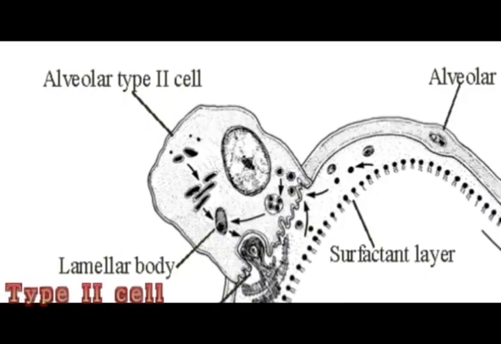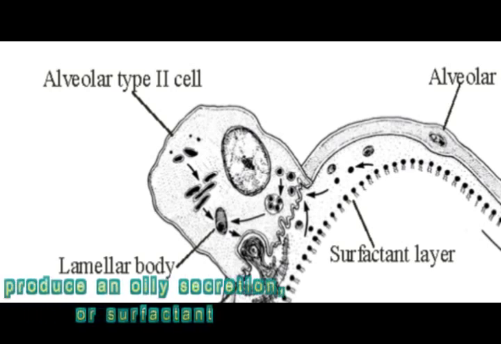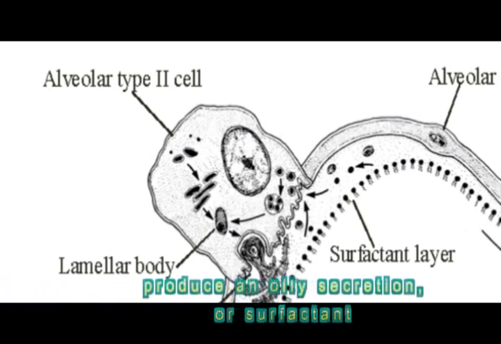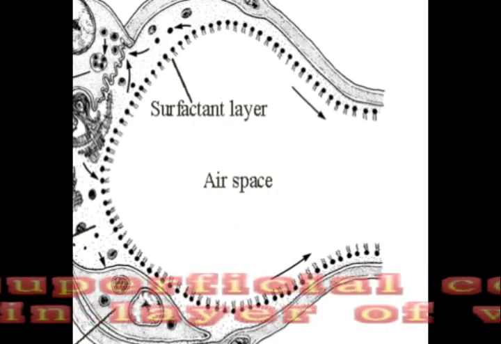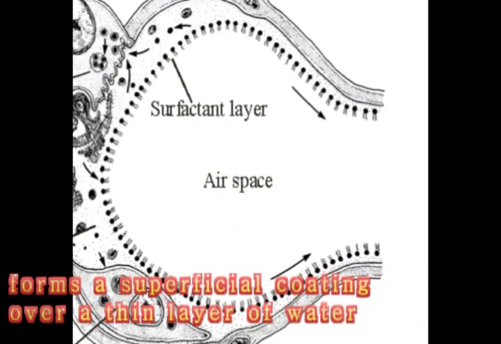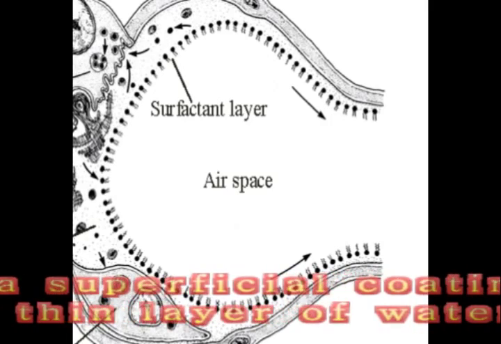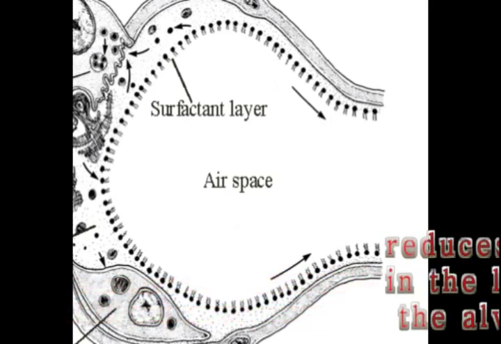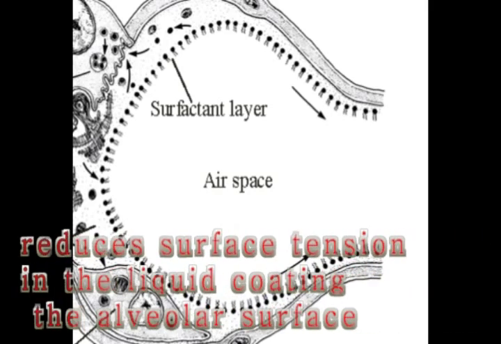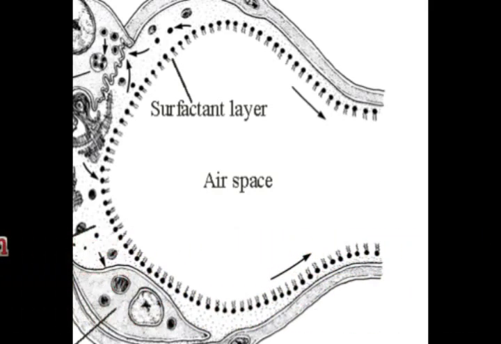Besides type 1 cells, we have type 2 cells, which are the septal cells. These cells are scattered among the squamous cells. These large cells produce an oily secretion, or surfactant, containing a mixture of phospholipids and proteins. Surfactant is secreted onto the alveolar surfaces, where it forms a superficial coating over a thin layer of water. Surfactant is important because it reduces the surface tension in the liquid coating the alveolar surfaces.